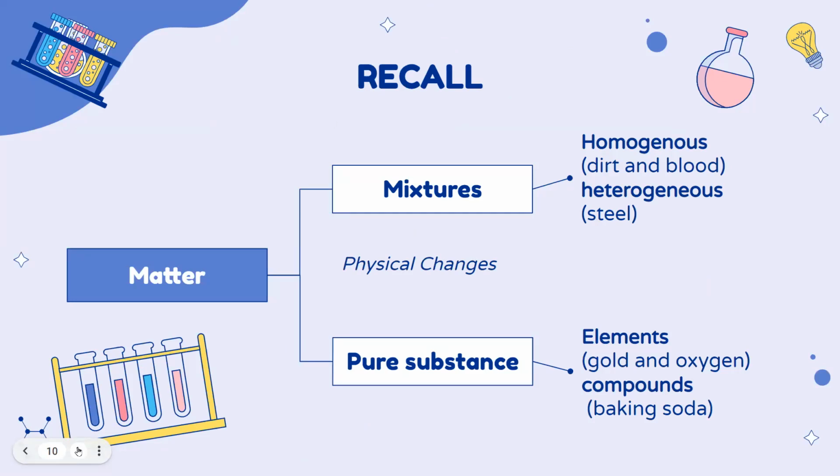Pure substance can be elements and can be compounds. Now, elements, there are 90 natural elements found. We have gold, oxygen, or even carbon. Compounds, we have baking soda, for example.